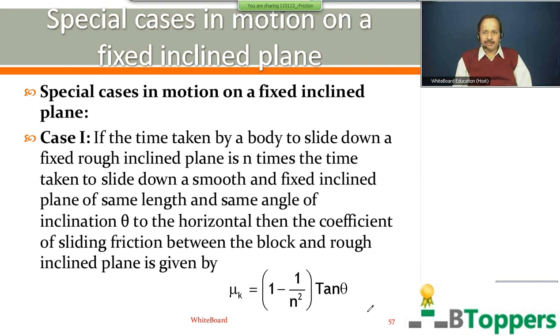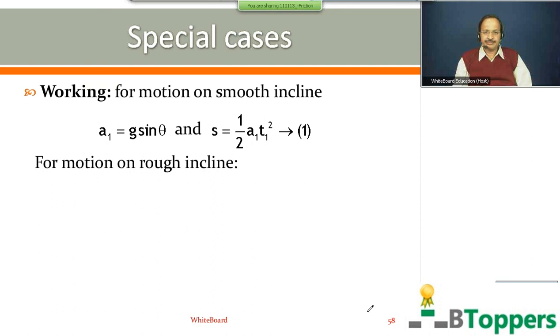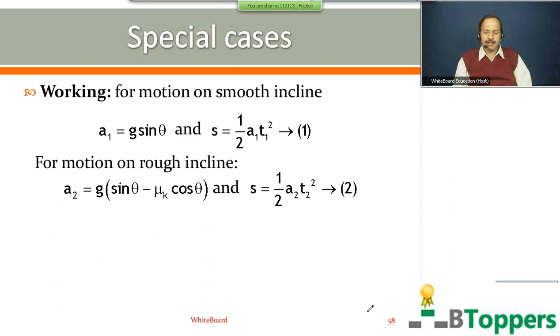I'd like to show the working for this conclusion on the screen. For motion on a smooth inclined plane, acceleration is given by a1 equal to g sin theta, and displacement is given by s equal to half a1 t1 square, using the equation s equal to half a t square, which you call equation 1. For motion on a rough inclined plane, acceleration is given by a2 equal to g into (sin theta minus mu k cos theta). And again, using the same equation, s equal to half a t square, for motion on the rough inclined plane you can write s equal to half a2 t2 square. Here, t2 is the time taken to slide down the rough inclined plane, t1 is the time taken to slide down the smooth inclined plane, a2 is the magnitude of acceleration when it slides down the rough inclined plane, and a1 is the magnitude of acceleration when it slides down the smooth inclined plane.